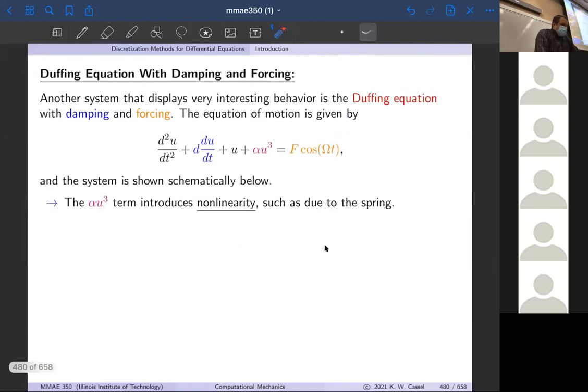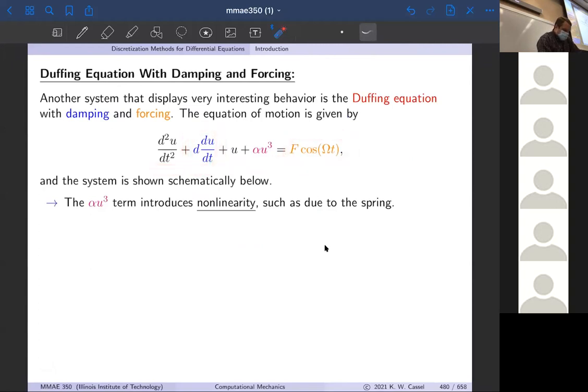All right, let's look at the Duffing equation. The Duffing equation is if you have this term, and this term. Okay, the blue and the, is that orange? Yeah, orange terms are gone. That's the Duffing equation. It's a famous equation. We're going to add in damping and forcing.